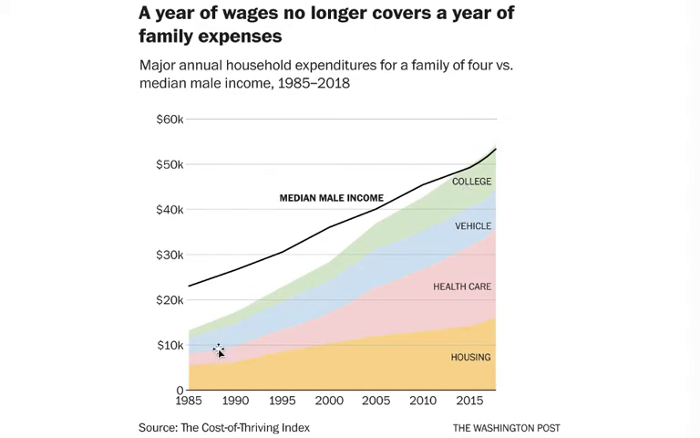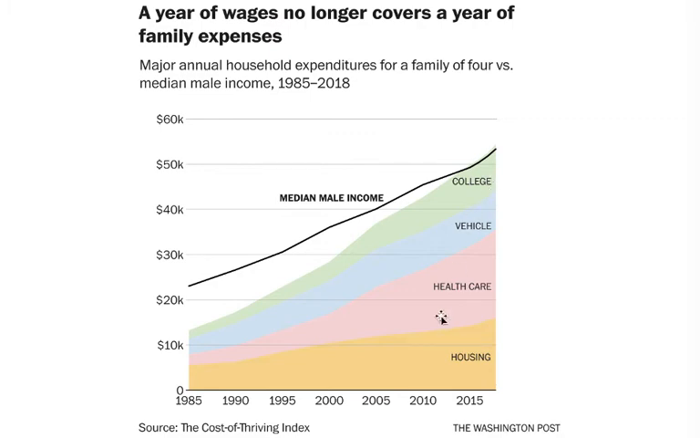So in 1985, the median guy looks like they made about $23,000 a year. And if you add up the price of housing, healthcare, a car, and college, it looks like it was about $14,000. However, from 1985 to now, if you add up housing, healthcare, vehicle, and college, it is actually higher than what the median guy makes.